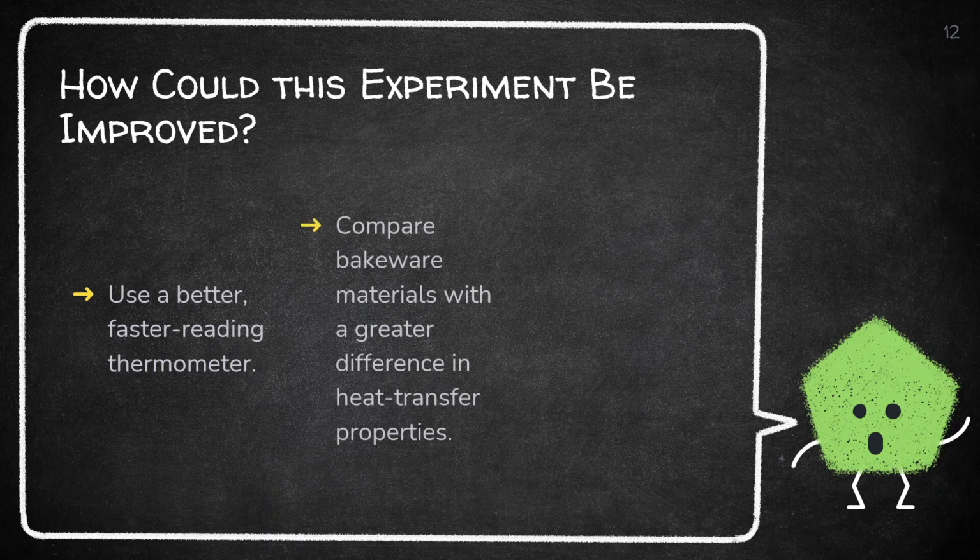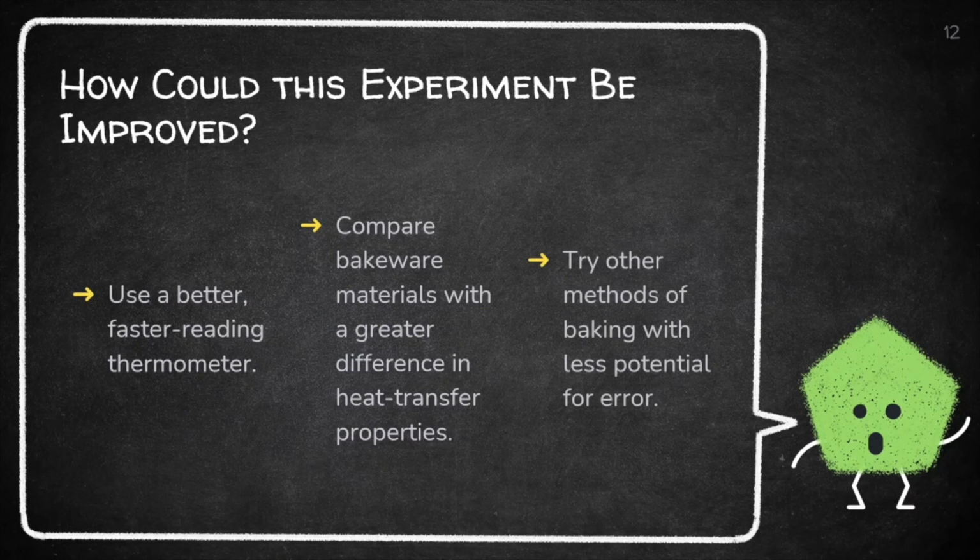Next, we could compare bakeware materials with a greater difference in heat transfer properties. Ceramic and glass are very similar materials, so comparing more dissimilar materials could provide more compelling results. Examples could include metal or silicone bakeware.